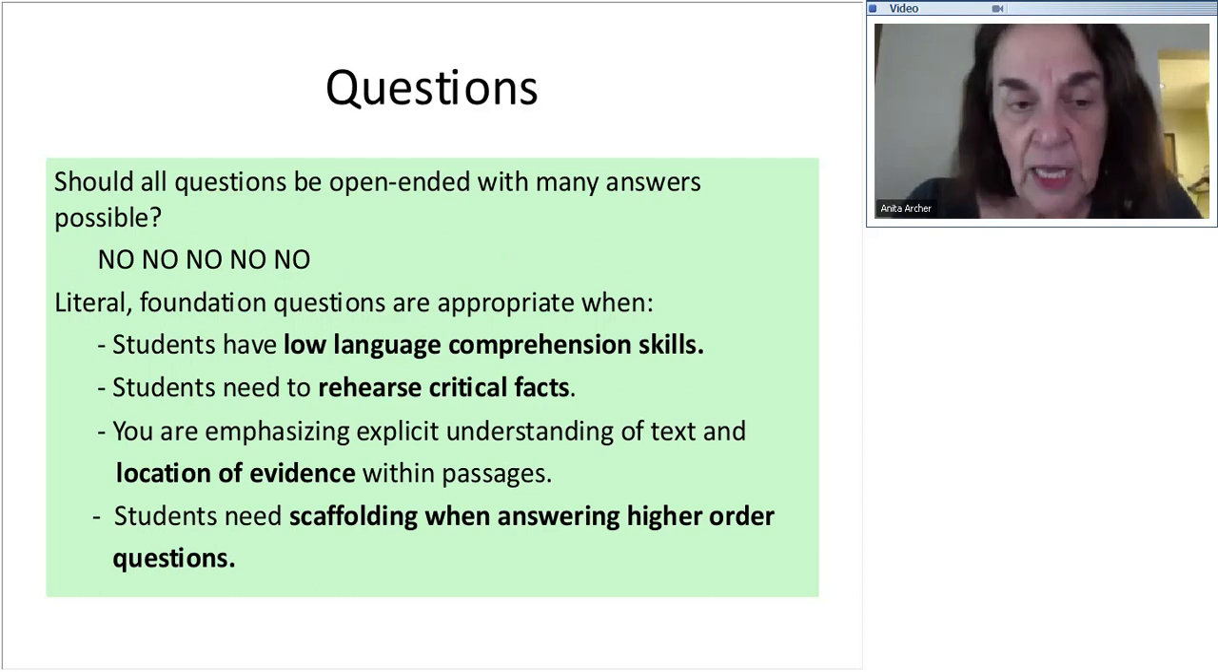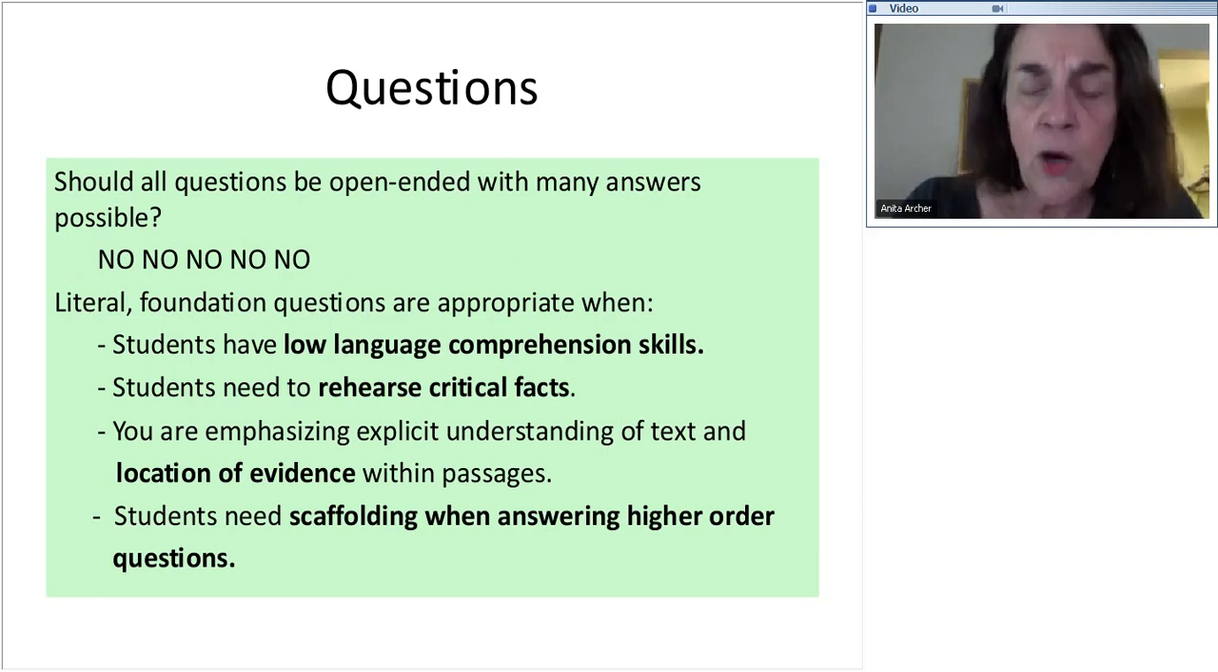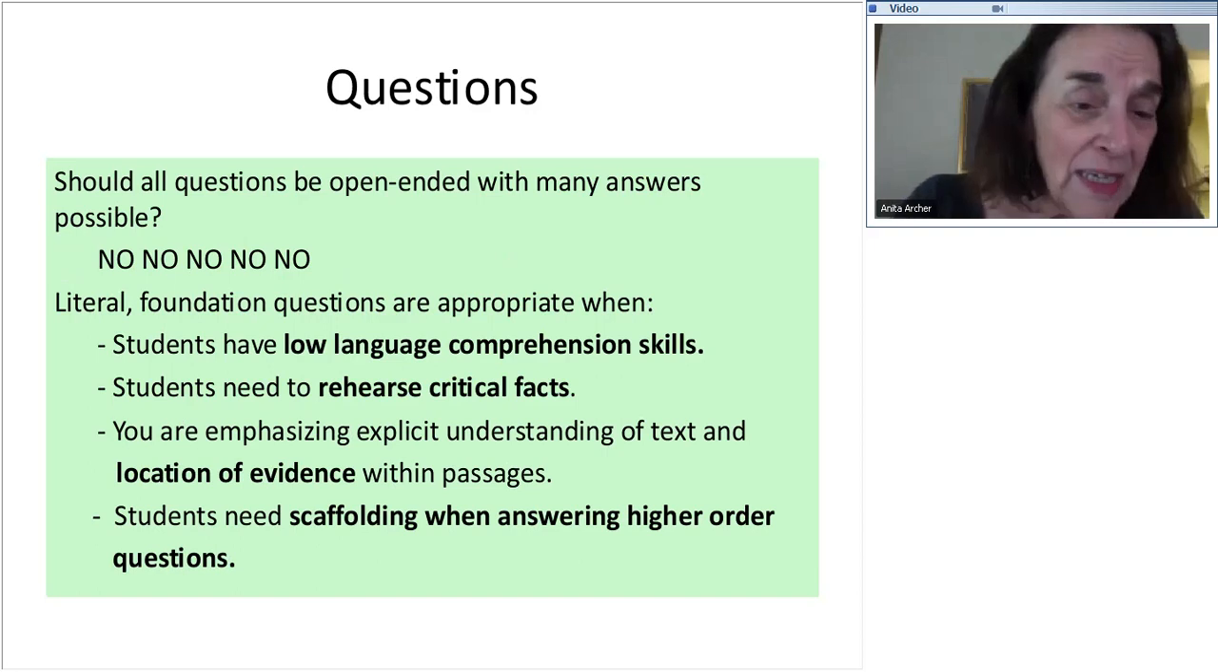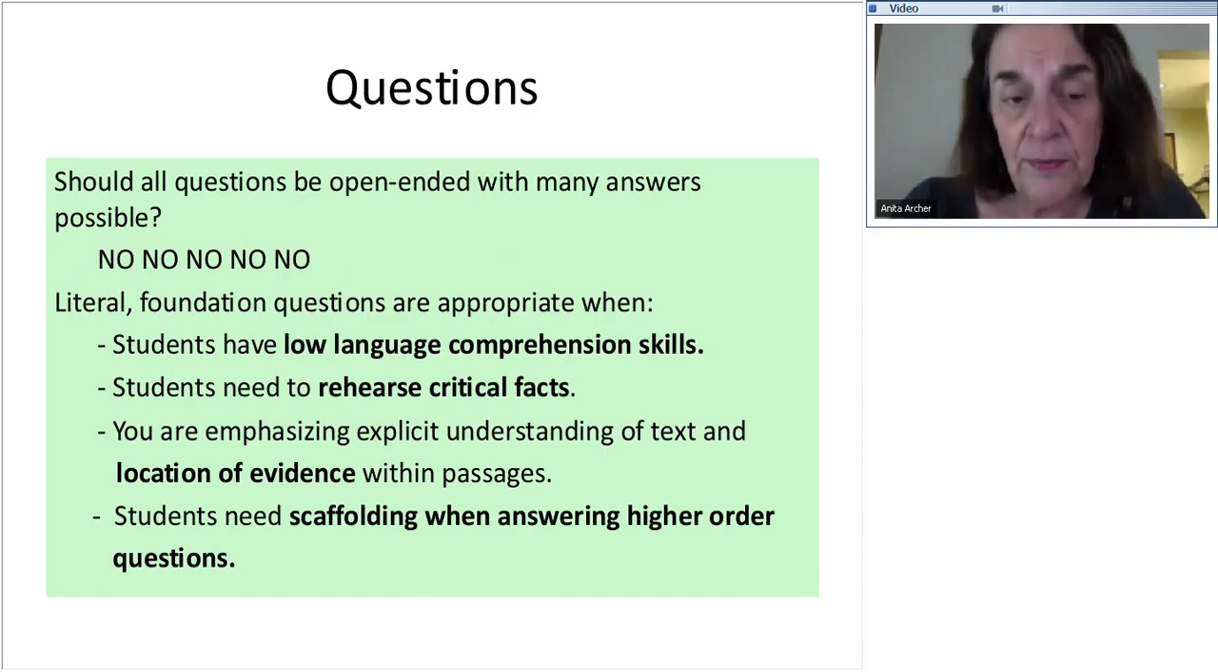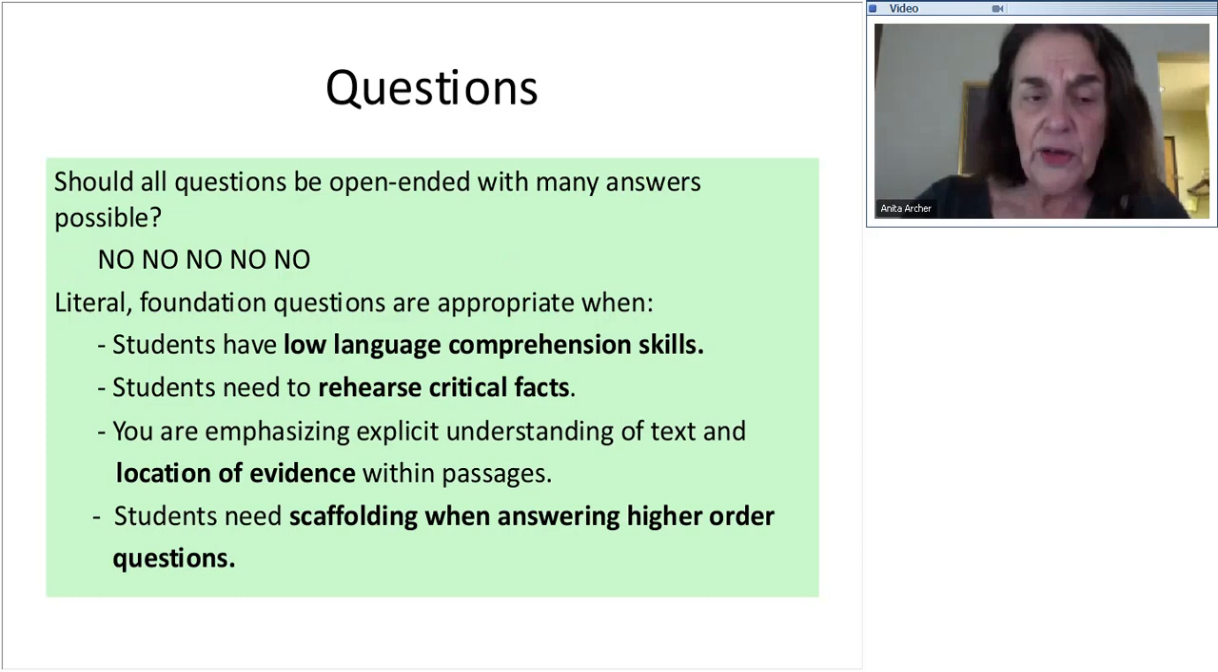For example, if I am teaching children with low language comprehension skills, in other words, if I read something to them and ask them questions, they'll have a great deal of difficulty, or maybe they have difficulty when I give them a direction. Well then, like any other gradual sequencing of information over time, I'd want to get them very strong on literal foundation questions before I moved into higher order, because one is essential for the other.